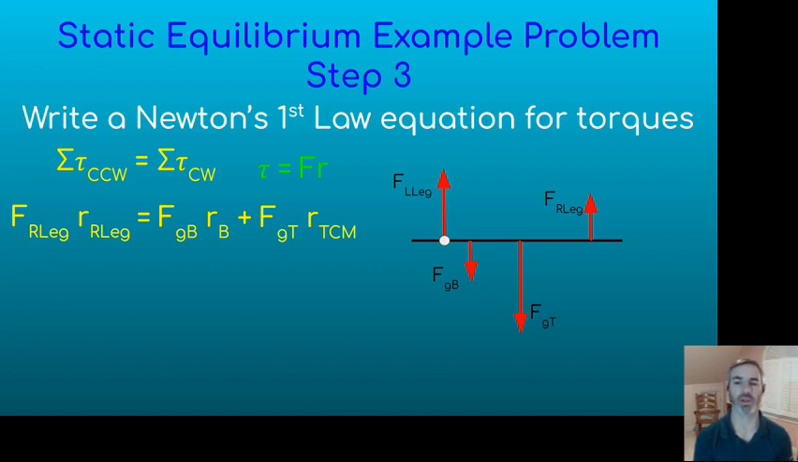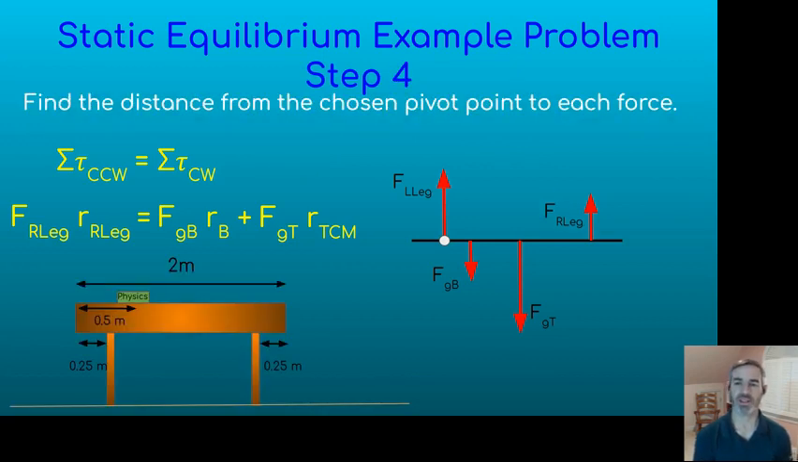So it's important to understand that you have to figure out which way the object would rotate based on the force, because two forces pointing in the same direction could cause a different direction torque. So now let's do step 4, finding the distance from each of the chosen pivot points.